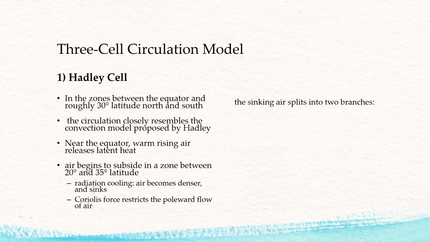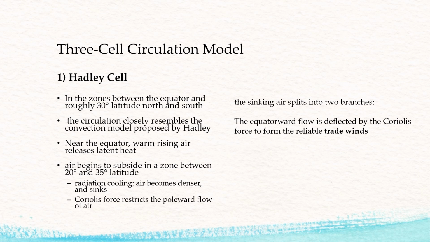And actually the sinking air splits into branches. First is the equatorward flow. These two branches are from the air that rises and then sinks, and when it sinks, it splits into branches, one flowing poleward and one flowing toward the equator. The one that flows towards the equator, the equatorward flow, is deflected by the Coriolis force to form what we called the trade winds.